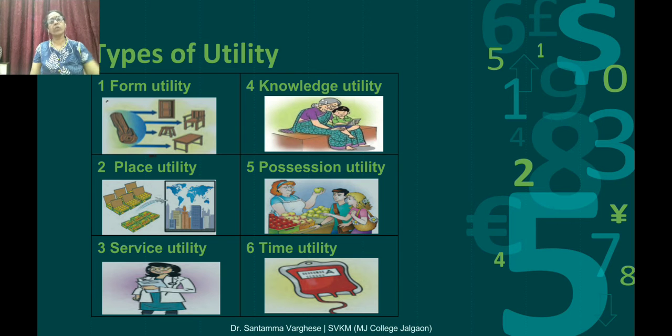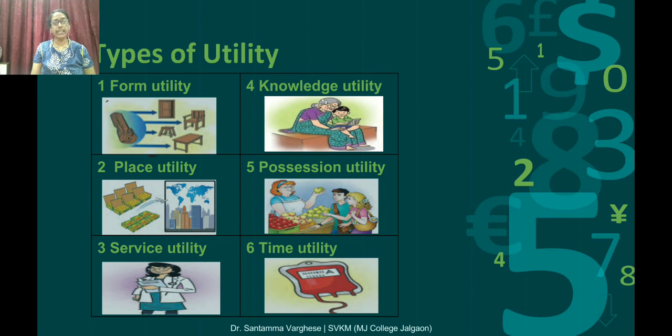First, form utility. You can see the pictures of some furniture. The name is form utility. The furniture is made from wood and it has changed its form. When the form changes, we use the things. So that is form utility.